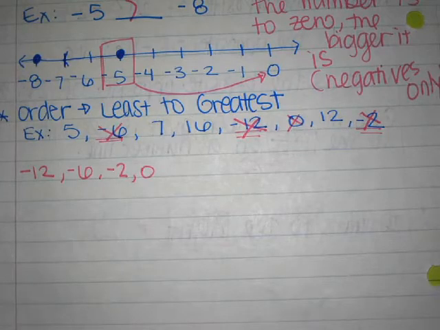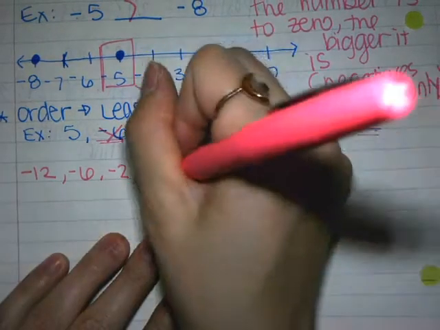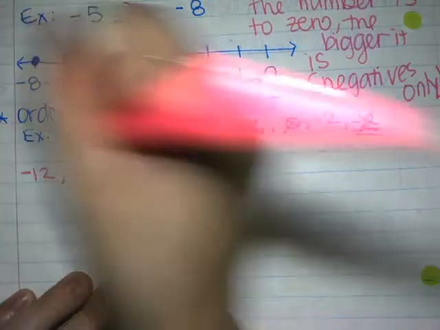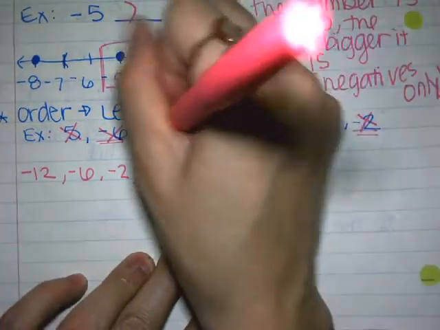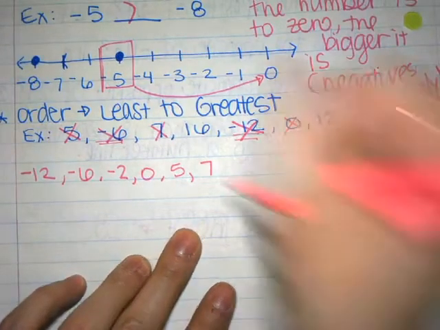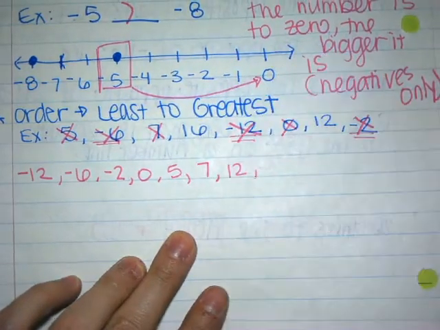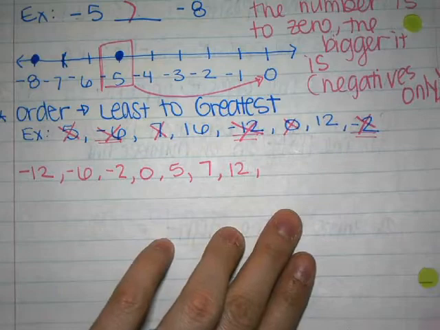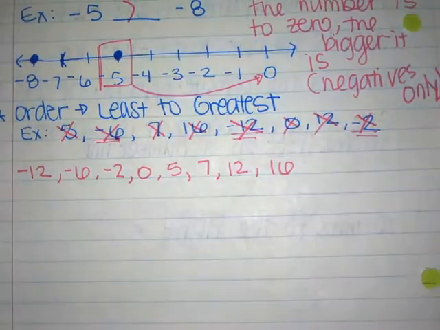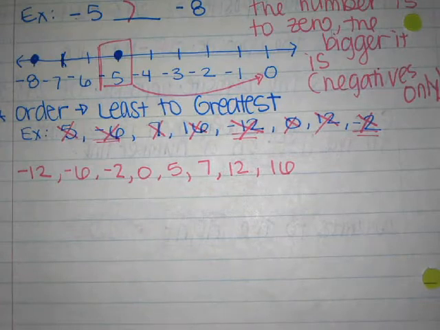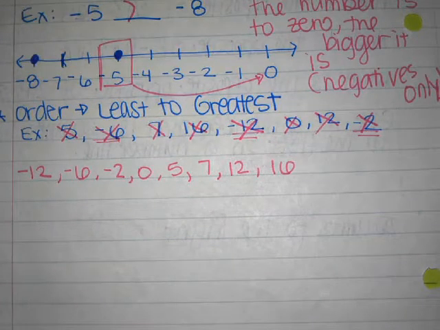So what comes first, everyone? 5. What comes after 5? 7. What comes after 7? 12. And what comes after 12? 16. You told us the answer. So do you see how we chunk them: do all your negatives first, do all your positives second? Does that make sense? Yeah.